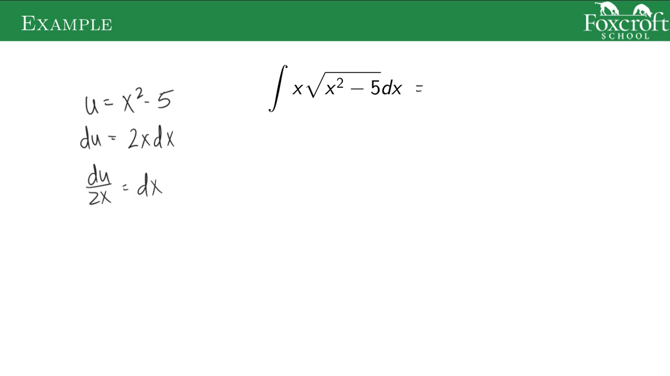Now I'm going to rewrite this. x squared minus 5 becomes u. dx becomes du over 2x. A little bit different than our last video, here the x's cancel, but this 2 does not. But that's perfectly fine because the 2 is just a constant multiple. So this 2, which is actually a 1/2 because it's on the bottom of this fraction, can just come out in front of the integral.